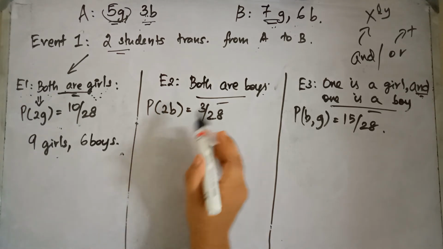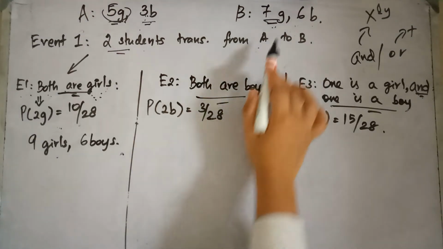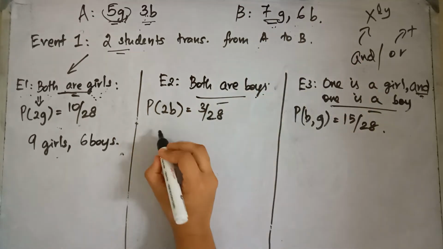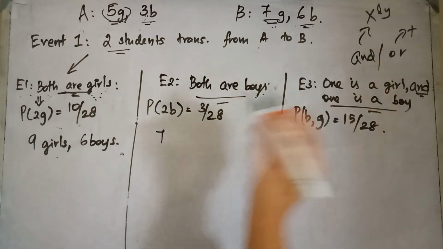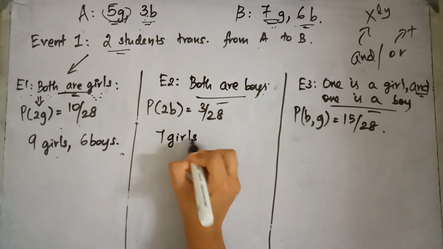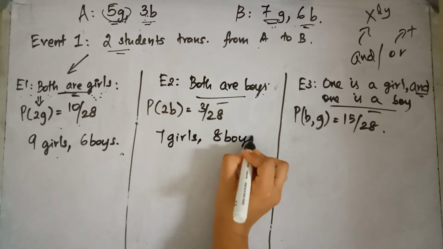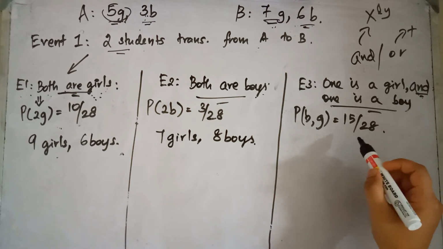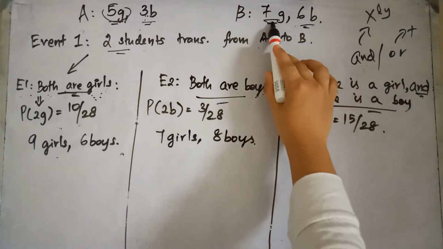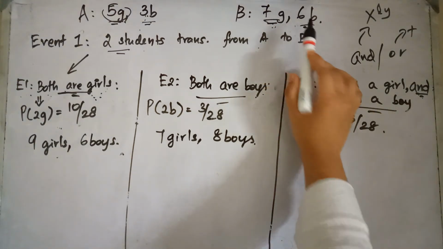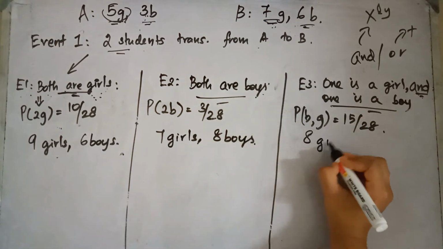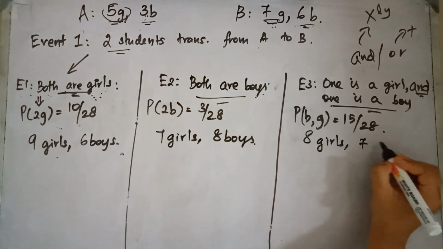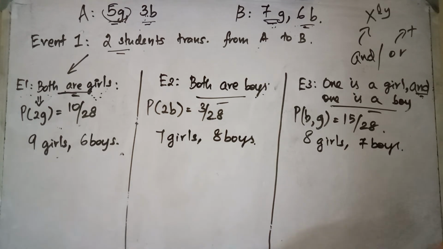Here we have both of them are boys. So it will be 7 girls and 8 boys. The boys will increase by 2. Next we have this event where one is a girl and one is a boy. So we'll have 8 girls and 7 boys. Right? Now let's proceed.